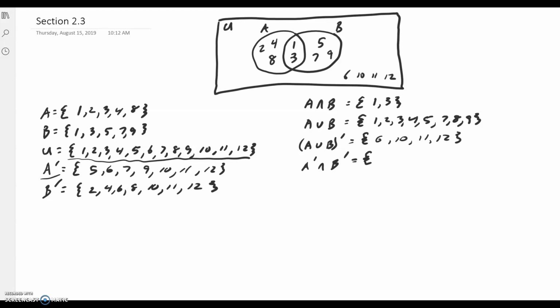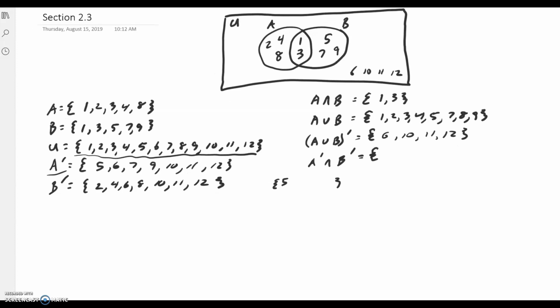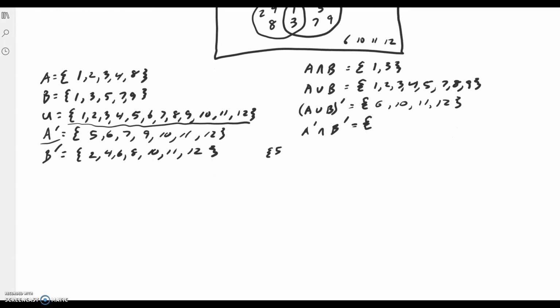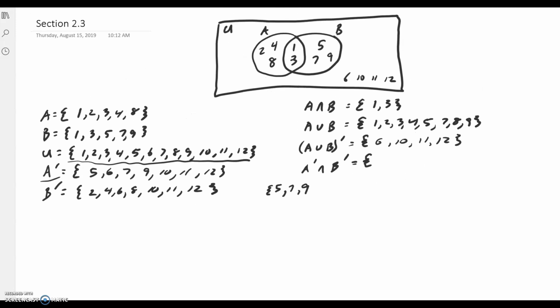This is the intersection of the complements. Now that's a little bit weird. That's weird enough that there's quite a bit of theory on this. So let's just take a look at it the slow way. The complement of A is everything outside of A. It's 5, 7, 9, 6, 10, 11, 12.